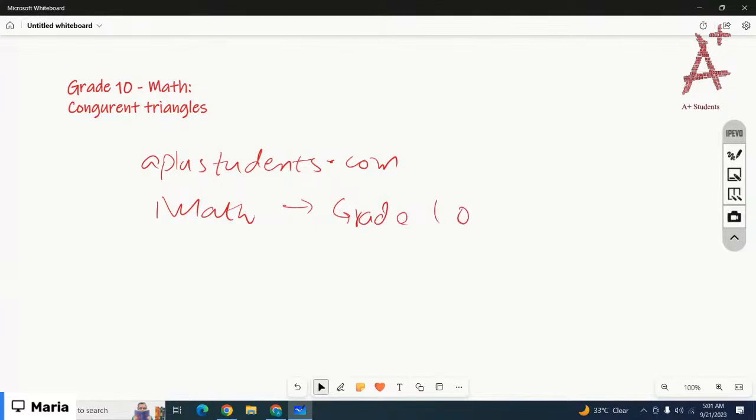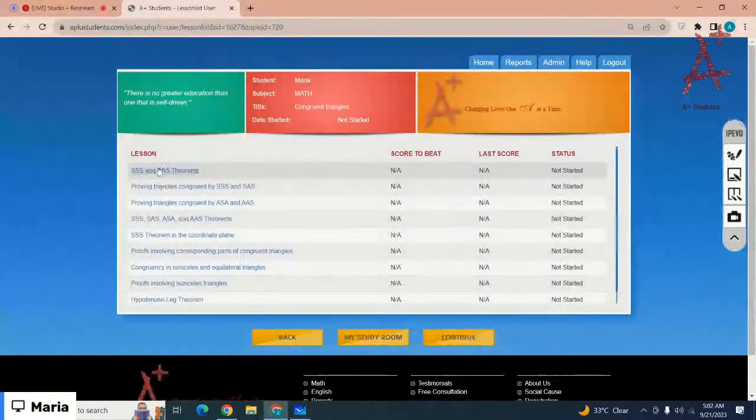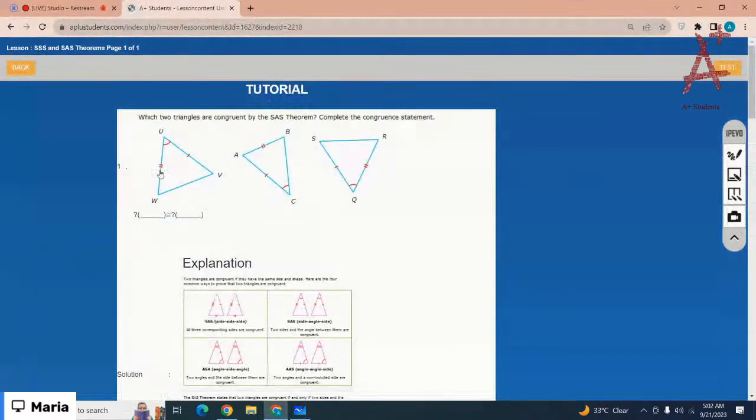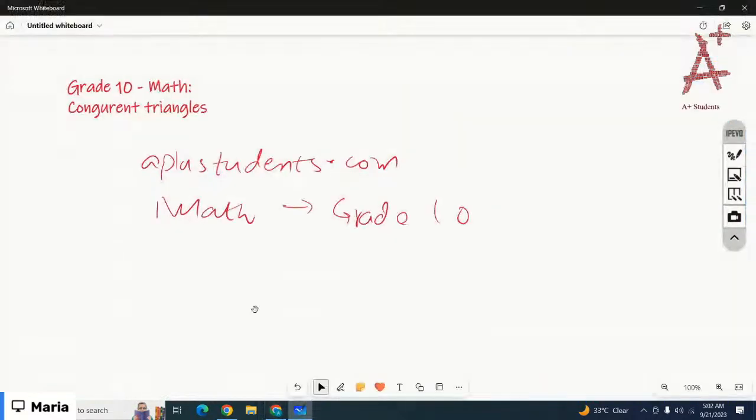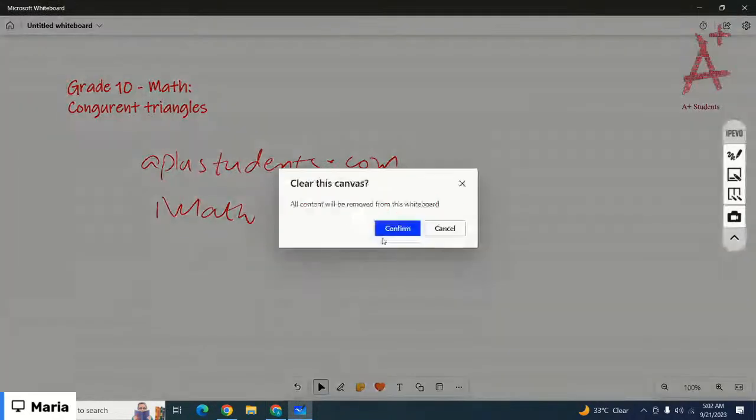We're going to start with the chapter Congruent Triangles. So let's start with the lesson. Please make sure you have your notebook and pencil so that you can note down the important examples and definitions as well, right? So let's start with the first lesson from the chapter, that is the side-side-side and side-angle-side theorem, right? Okay.